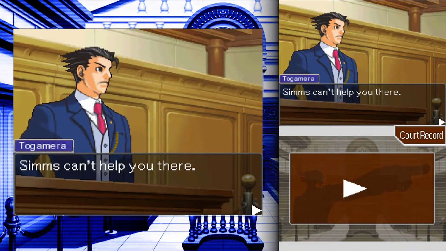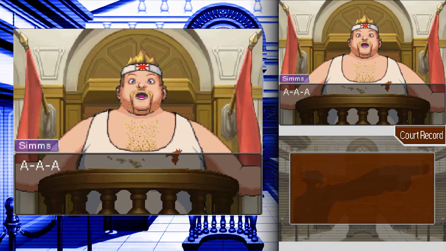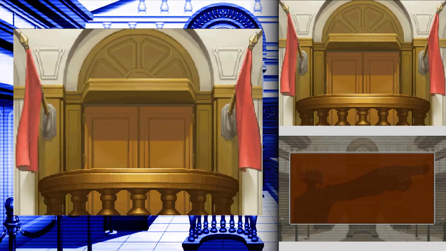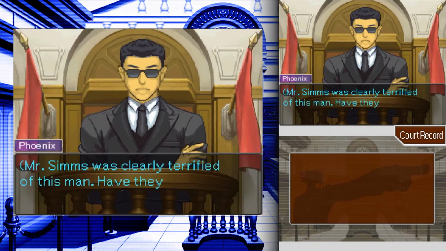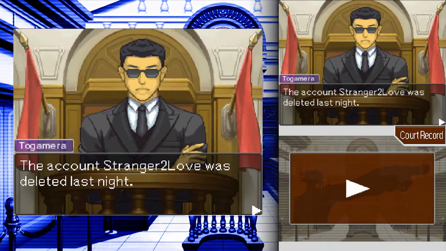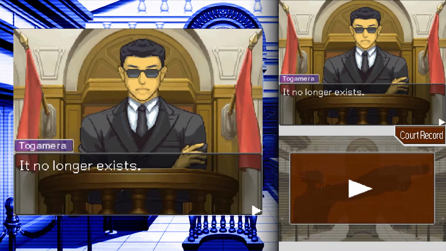Sims can't help you there. Why is that again? That reaction. Mr. Sims clearly terrified this man. Have they met? Oh, hi. The account Stranger to Love was deleted last night. What? Wait, hold on a second. Why are you keeping tabs on that then? It no longer exists. I thought you said that you didn't want to be involved in the criminal case. You're focusing more on Webb's criminal activities. Why are you going into other users?